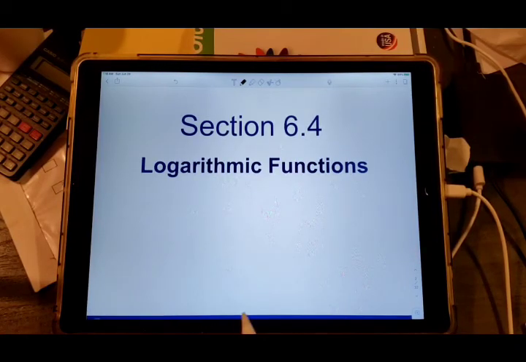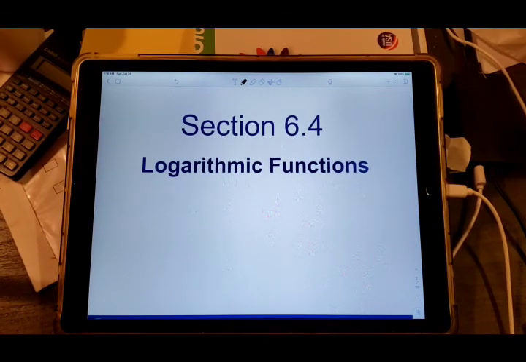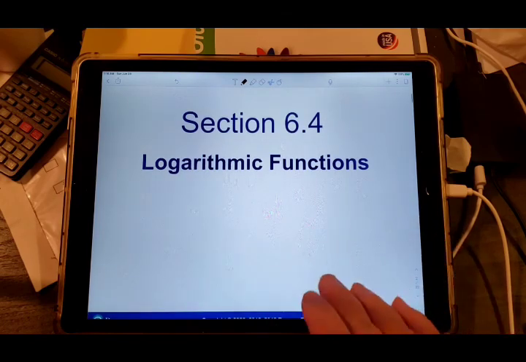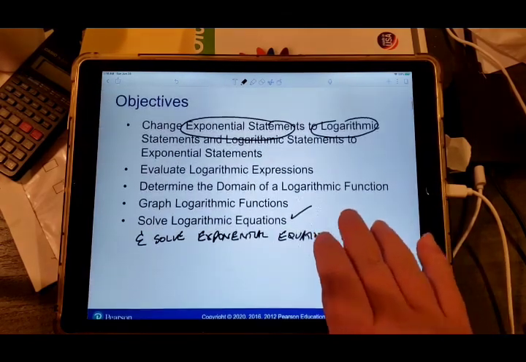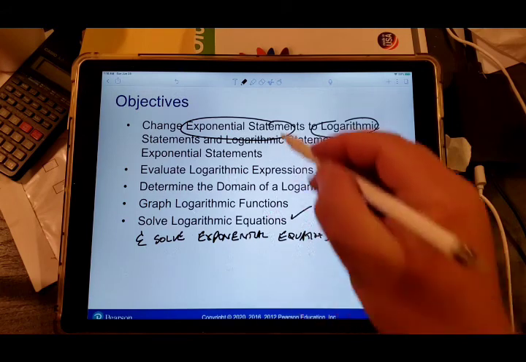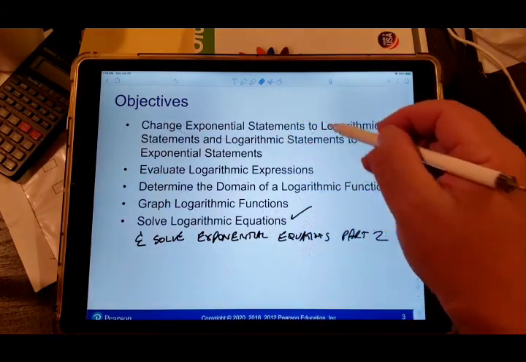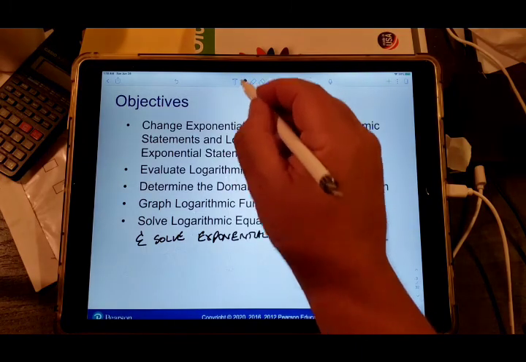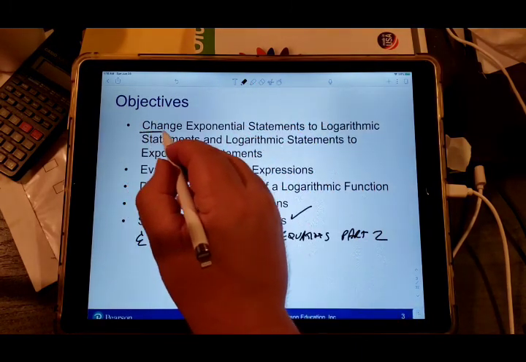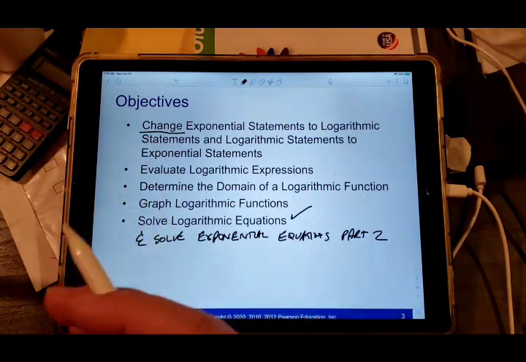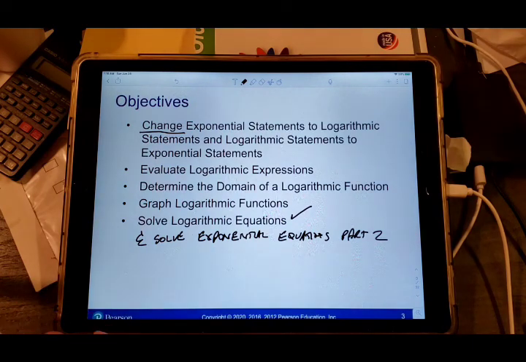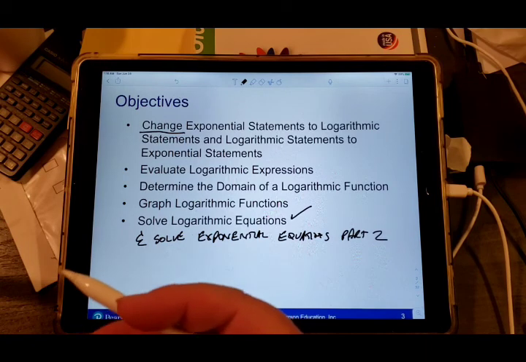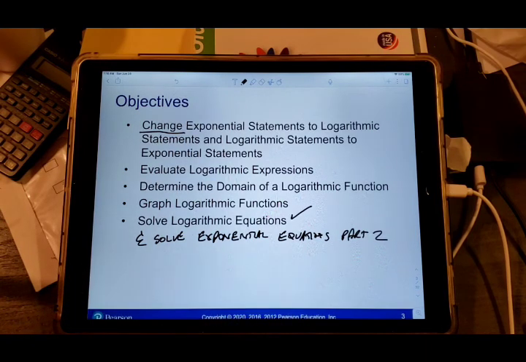All right, 6.4, logarithm functions. So we're finally getting to logarithms. So what are they asking us to do here, or telling us we're going to do? And probably the key word here is change. Now, sometimes you do this because you're told to do it, and then sometimes you do it to move the problem forward. It just takes a little bit of practice, but always consider.